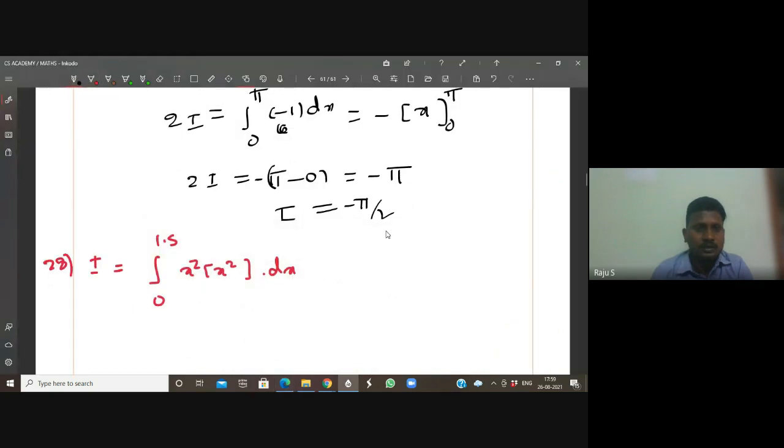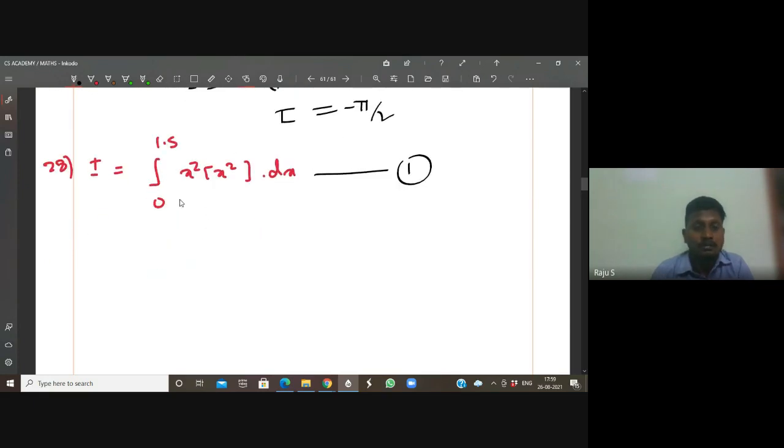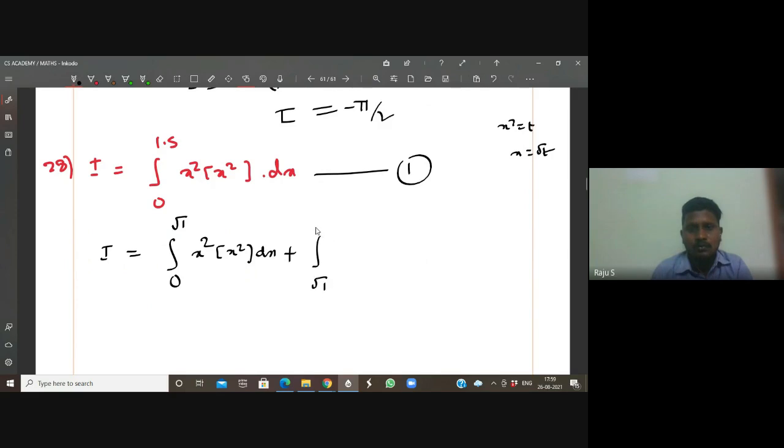See, what shall we do here? Let us take this as I. Now we can split it into different integrals. What about the first one? I said x square is there. Let x square be t, which is nothing but x equal to root t. Don't substitute, but simply you can resolve: 0 to root 1, x square dx, plus root 1 to root 2.